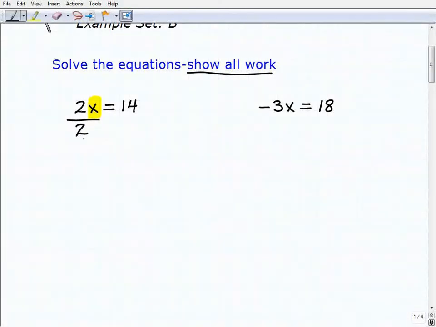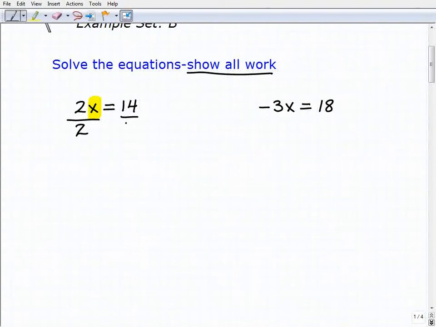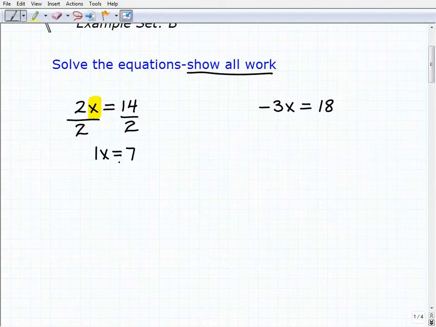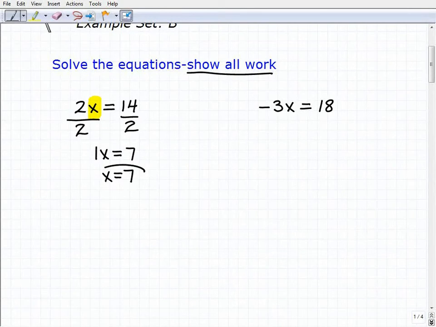And the reason why I'm doing this is because I want to get x by itself. I want to isolate the variable. So if I divide the left-hand side of the equation by 2, I also have to divide the right-hand side of the equation by 2. And when I do that, I get 2x divided by 2, and that's going to be equal to 1x. 2 divided by 2 is 1, so I got my x there. And I'm going to get 14 divided by 2, and that is 7. So 1x equals 7 is the same thing as x equals 7, and that's it.